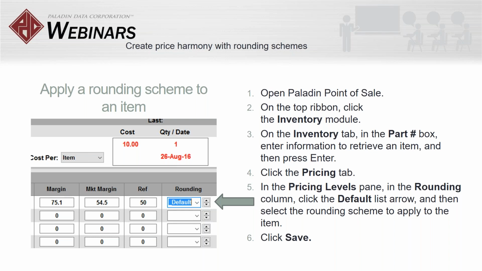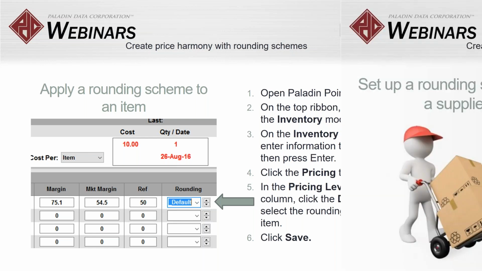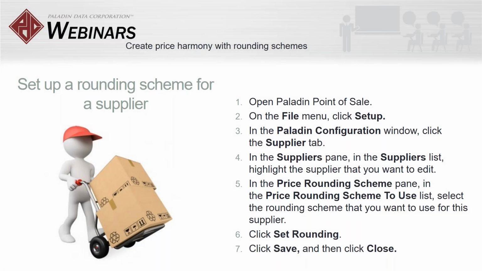But then you click the little drop down, you'll see all of the rounding schemes that you've created. If you've created one other than default, that'll be there as well. You simply just select it, click save down at the bottom, and now you've applied that to an item. Okay, now how to do this for a whole supplier.